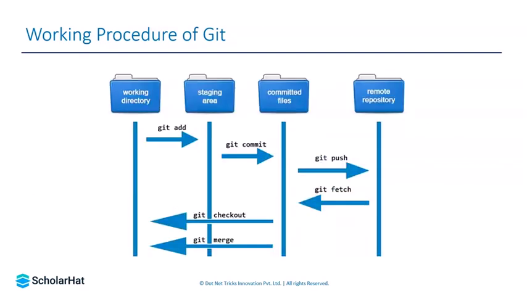So this is how the working procedure of Git works. So there is a working directory. As I have told you, Git is a distributed version control system where you have two directories or repositories to manage. One is a working directory that resides in your local machine and another one is a remote repository that will be on the hosting tool or provider. In my case, it will be GitHub.